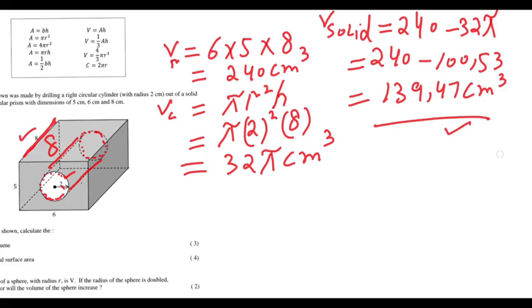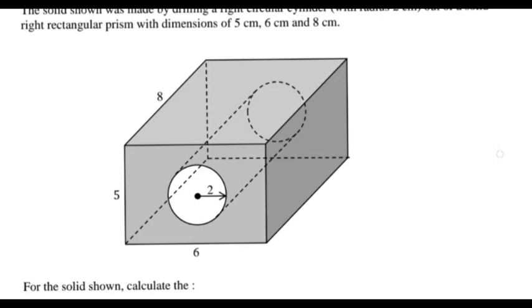Must remember, the cylinder is inside the rectangular prism, so we have to subtract the volume of the cylinder from the volume of the rectangular prism, and then that is the volume of the solid, which is 139.47 centimeters cubed. Now we need to find the total surface area of the solid.